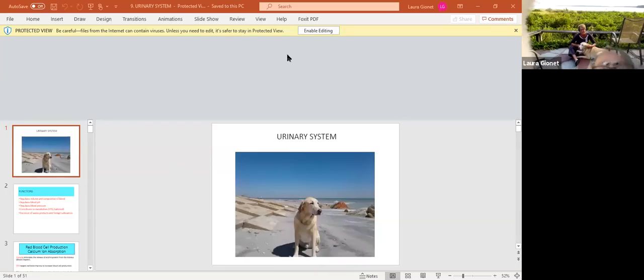Okay, so we're now talking about the urinary system. Let me change this to slideshow mode.